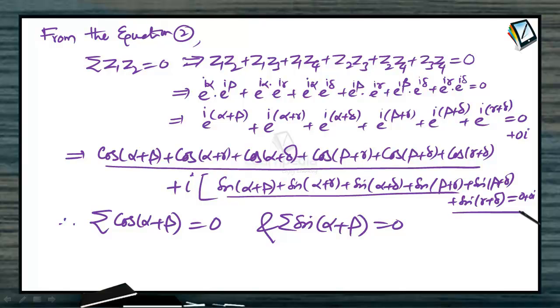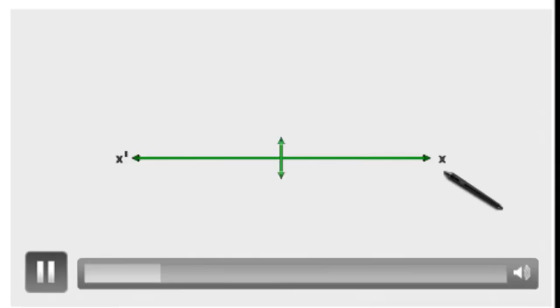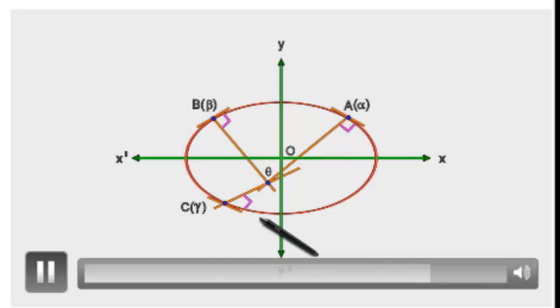This is property number 2. Next, let us go to property number 3. To understand property number 3, let us go to the animation related to this property. This is the x-axis and y-axis, origin and ellipse. These are point A with eccentric angle alpha, B with beta and C with gamma. All these normals are meeting at a point.